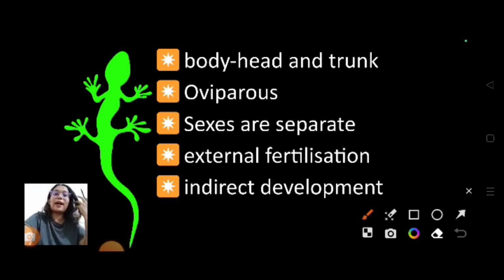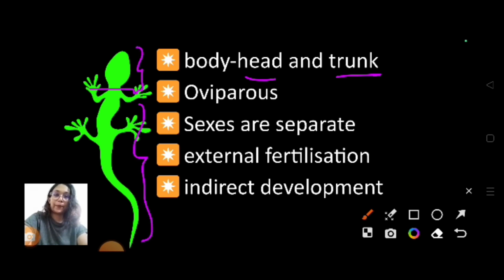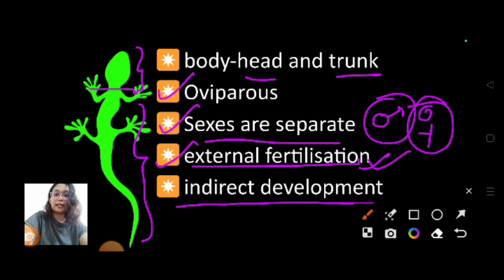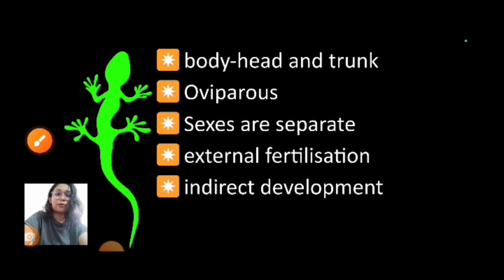Here the body is divided into head and trunk. So it has been divided into head region and trunk region. Then it is saying they are oviparous, meaning they lay eggs. Then sexes are separate, male and female are separate. Then external fertilization takes place, meaning outside in the watery environment there is fertilization, not inside the body. Then development is indirect, meaning there is some larval stage. Okay, moving on to the next slide.